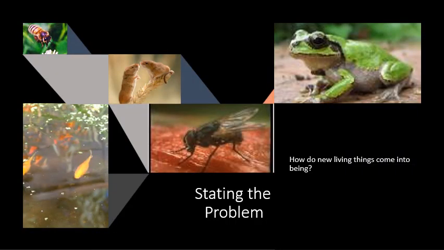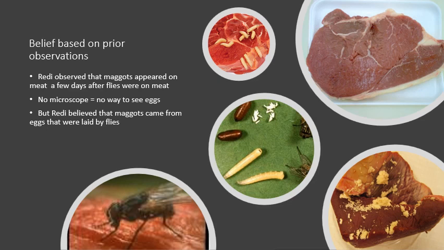He asked the question, how do new living things come into being? Where do new living things come from? So he made an observation about the world. He asked, how does this happen? And he did a little bit of research. He observed that maggots appeared on meat a few days after flies were on meat. Now, he didn't have a microscope or anything, so he couldn't look to see if they were laying eggs. All he saw was a fly landed. A few days later, maggots appeared. So Redi believed, without seeing, that maggots came from eggs that were laid by flies.